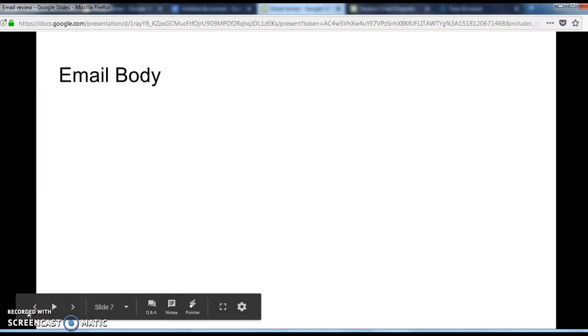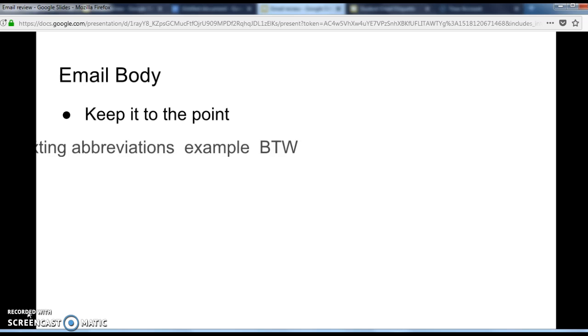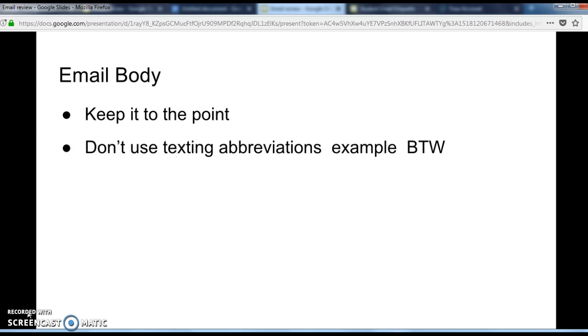Now let's look at the email body. This is where you are going to write your email. So you need to remember to keep it to the point. Don't ramble, just give them the information that they need. Don't use texting abbreviations, for example, BTW.